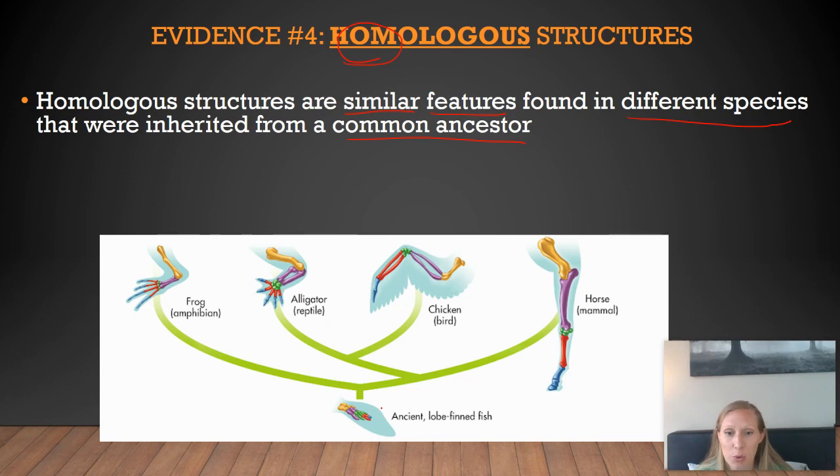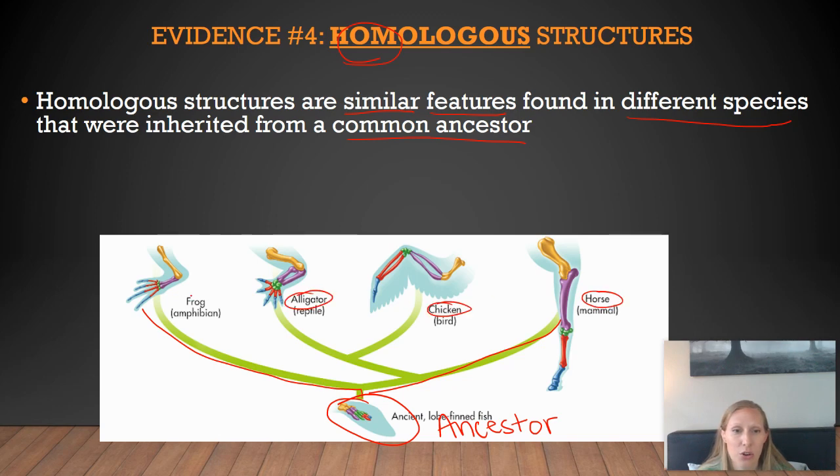So look at this example, all right? This is called a cladogram. It's kind of like a family tree. If this is the ancestor, you can trace all of these different animals back. So a horse, a chicken, an alligator, a frog, trace them all back to this ancestor. Because they can all be traced back to this ancestor, we call that a common ancestor. That's one we all have in common.